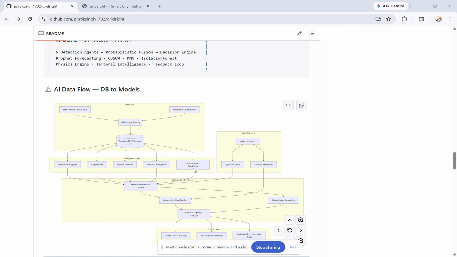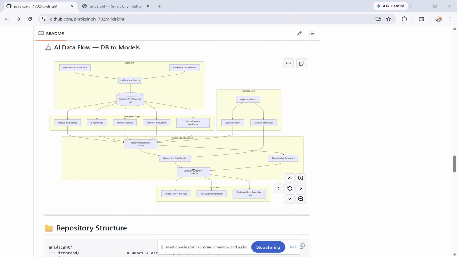Then we will move forward to the fusion and detection layer. After all the intelligence modules generate their output, the system moves into the fusion and detection layer. What is the fusion and detection layer? Instead of relying on a single model, the system dynamically adjusts the confidence score based on agent reliability, historical accuracy, time-of-day behavior, and feeder condition. The fused intelligence is then passed into hierarchical classification, risk-adjusted economics, and the final decision engine, which we can see at this decision level.